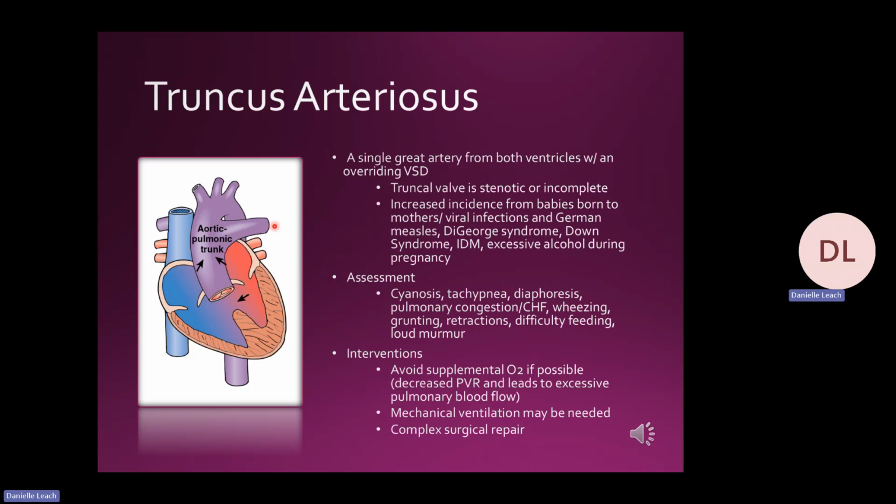So intervention-wise, we want to try to avoid supplemental O2 if possible. It can actually lead to even more pulmonary blood flow, which we don't want, because they already have too much pulmonary blood flow. I have taken care of a baby before that actually had this and was not on oxygen, surprisingly. But they may need oxygen and they may need mechanical ventilation if necessary. Kind of depends on how severe it is and when it is diagnosed. But they're obviously going to need a complex surgical repair here to make two different vessels instead of this one.